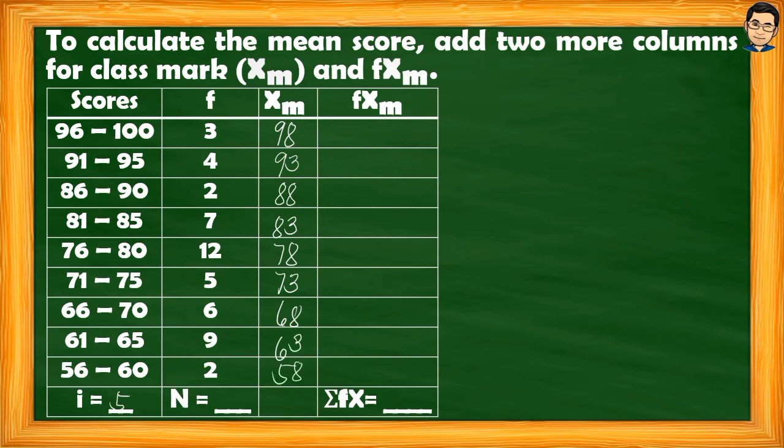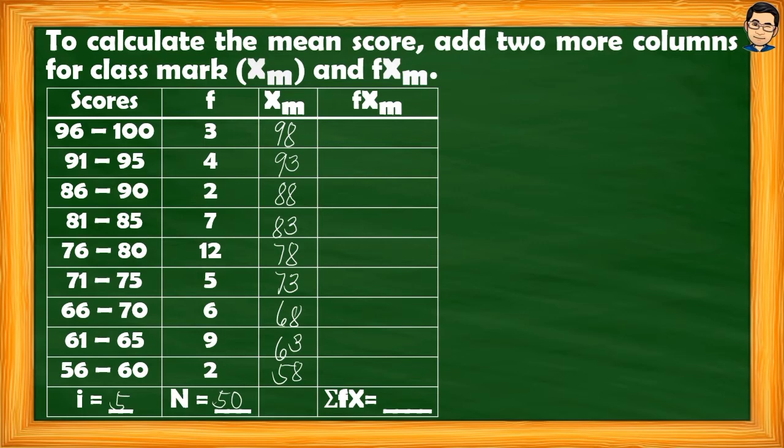And then, yung n natin dito, so i-add lang po natin yung mga frequency. Okay, so 3 plus 4, we have 7, plus 2, 9, plus 7, 16, plus 12, 28, plus 5, 33, plus 6, 39, plus 9, 48, plus 2, 50. So, 50 students po, kaya kailangan yung total natin is also 50.